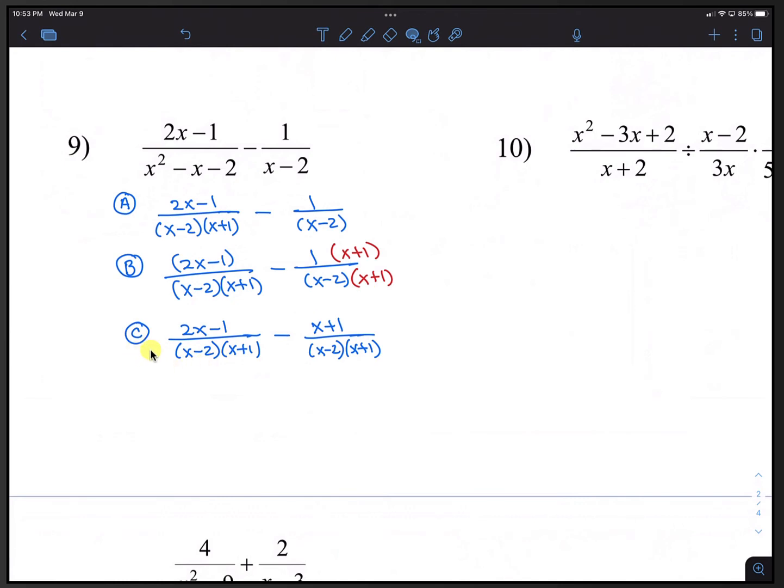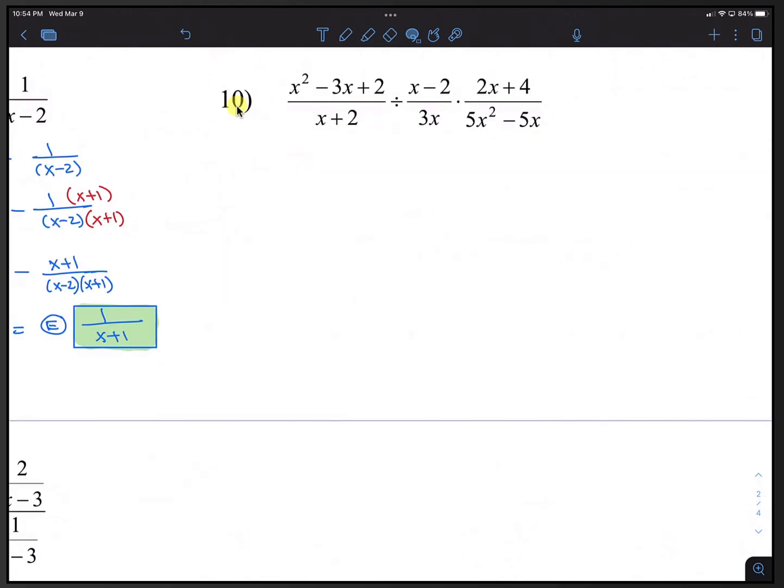Now in step C, we just multiply the x plus 1 times 1, and that's just x plus 1. That brings us to step D, where we just combine like terms in the numerator. So 2x minus x is just x, and negative 1 minus 1 is negative 2. Now you'll notice that the x minus 2 on the top will cancel with the x minus 2 on the bottom. And that brings us to our last step, E, and that final answer is just 1 over x plus 1.